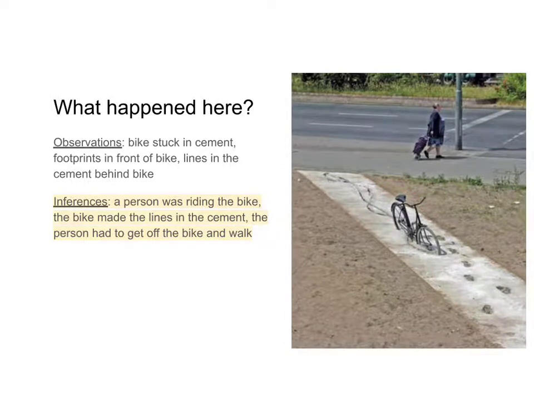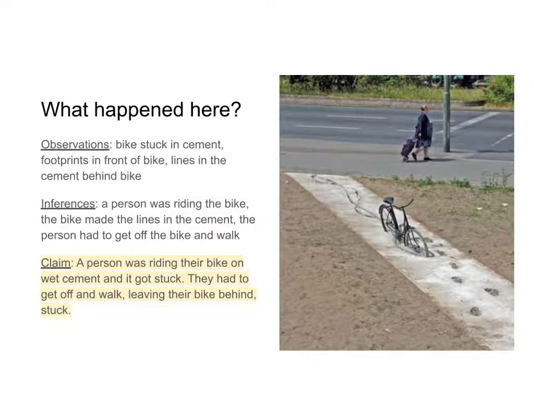Now from that, I can start to draw some inferences. A person was maybe riding the bike. That's an inference. The bike made lines in the cement. Maybe those came from the bike. That's an inference. The person had to get off and walk, making the footprints. That's an inference.